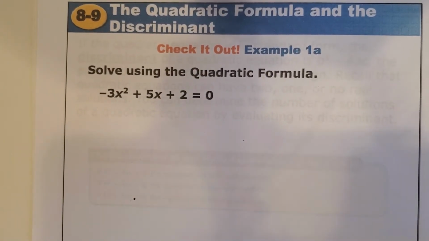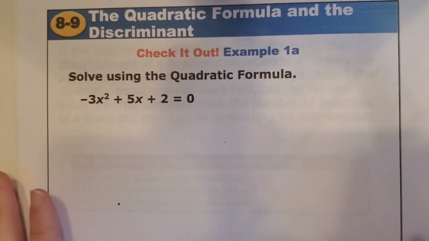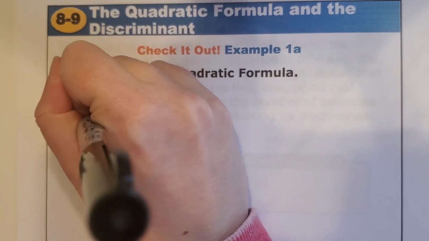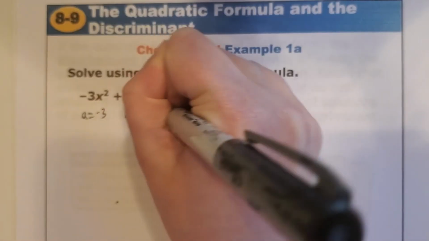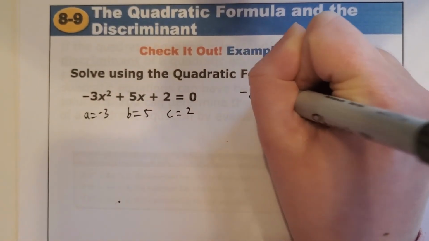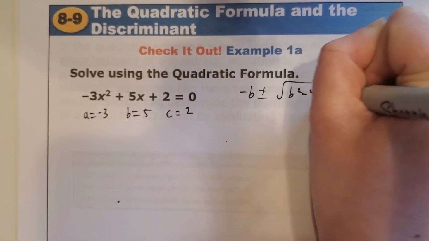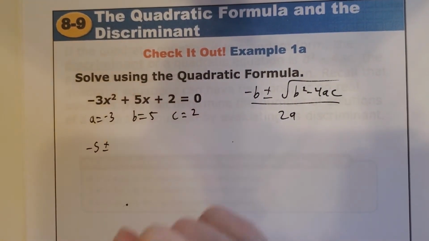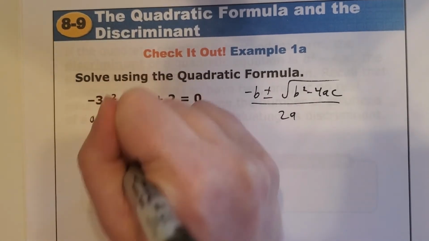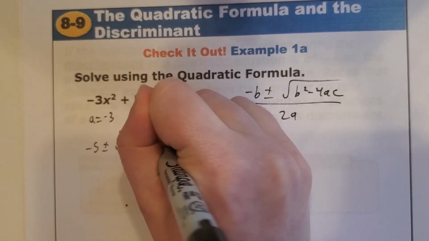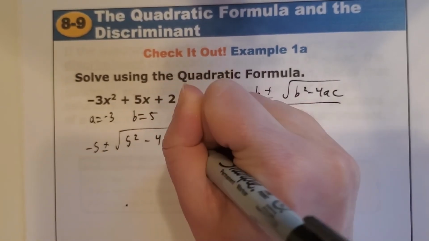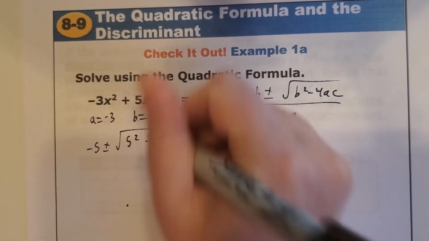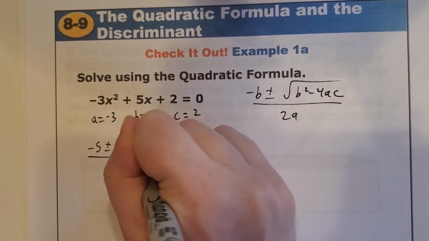Last problem like this. I hope you guys are pretty used to how this works by now. But let's see if anything interesting happens. So, same thing. A is negative 3, B is 5, and C is 2. So there's a formula. So negative 5 plus or minus the square root of 5 squared minus 4 times negative 3 times 2. Oops. I already wrote 2. Okay. All over 2 times 3.